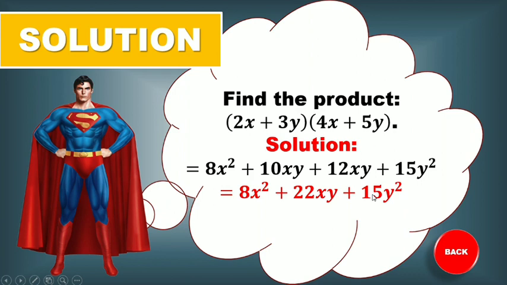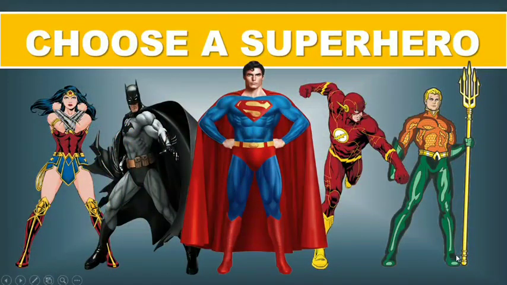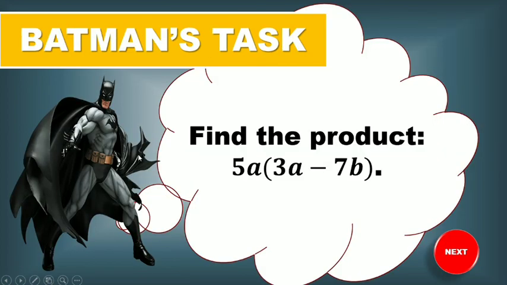So we have now helped Superman in his task. Let's proceed to the other task and choose another superhero. What if we choose Batman? Okay, Batman. Batman's task is to find the product of this polynomial: 5a times the quantity of 3a minus 7b. So let's help Batman in his task.